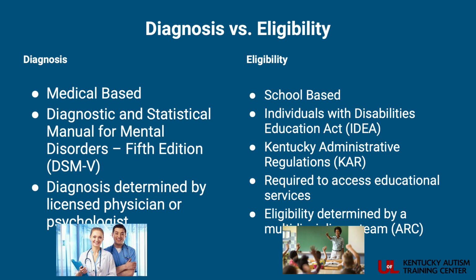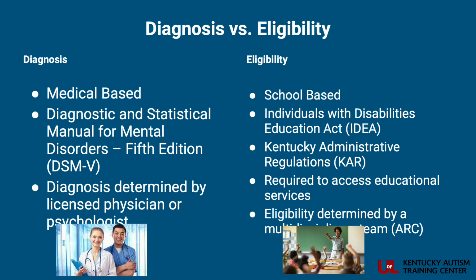So let's talk about the difference between diagnosis and eligibility. A diagnosis is made by a medical professional. For the area of autism, they use the DSM, which is currently the DSM-5. So a student must meet a specified criteria to be diagnosed. For eligibility for special education services, the student must meet qualifications as outlined in the Individuals with Disabilities Education Act, as well as the Kentucky Administrative Regulations. There must also be evidence that the condition is negatively impacting the student's learning or educational performance.